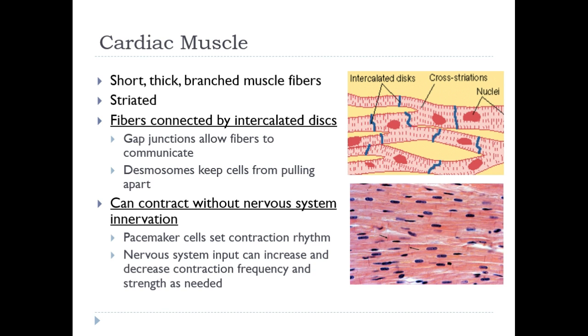They're connected to each other through these things called desmosomes, and that makes it so the muscle can't rip apart from each other. They have little gap junctions to allow fibers to communicate, so they can sort of adjust to what they need to do. So if electricity is coming this way, they know to beat this way. If electricity is coming this way, they know to beat this way.